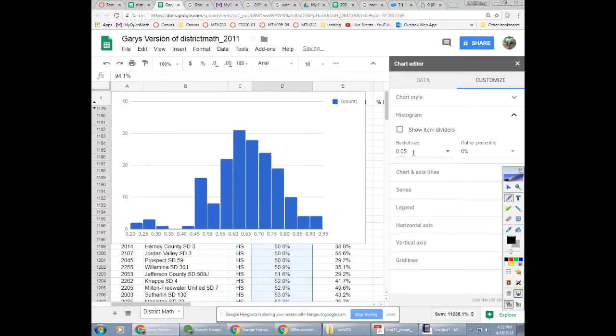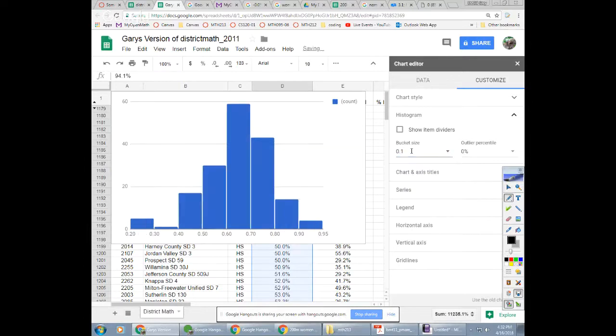0.05. Okay, so the bucket size is the width of the column. 0.1. Bunch of different ones. That one's not bad, huh? Does anybody remember the rule of thumb for like how many columns you should have? I talked about it a week ago. More than 5 and less than 20. Yeah, that's okay. Yeah, 13 is a great number, right?